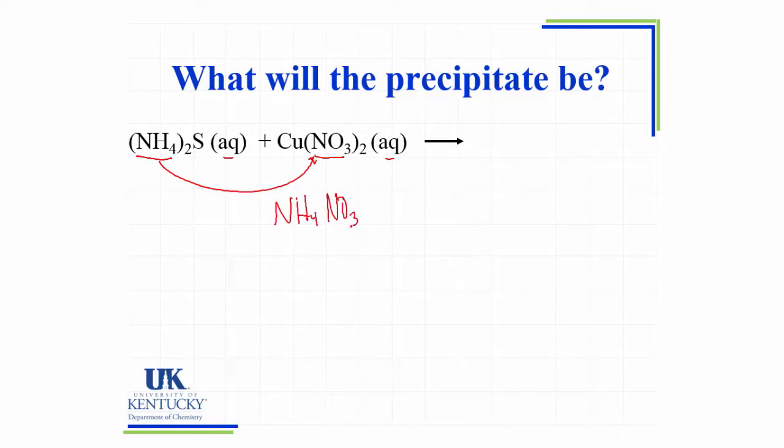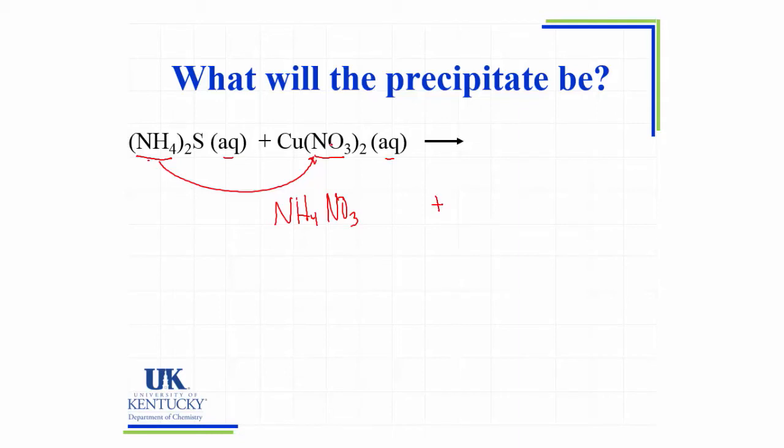Now notice that I did not bring the subscripts with me because I know that the charge on ammonium is +1, the charge on nitrate is -1, and so I go back to what I learned in dealing with ionic compounds and see that the formula for this compound will be NH4NO3. So this is one of my potential products because it pairs a cation and an anion.